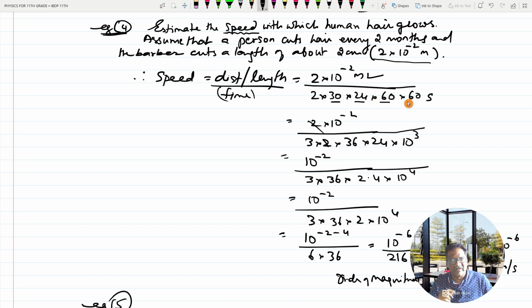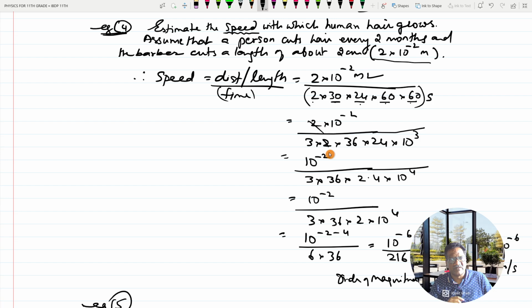And in 1 minute, there's 60 seconds. So when you multiply this out, 2 into 30 into 24 into 60 into 60, this will give me the time in seconds. So in 2 months, how many seconds are there? This many seconds. So let us go further and cut this 2 and this 2.